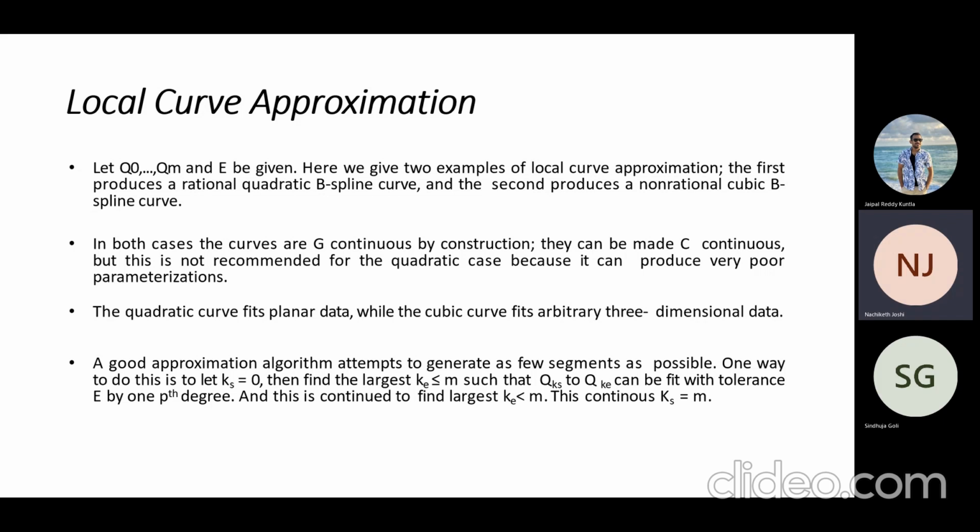A good approximation algorithm attempts to generate as few segments as possible. One way to do this is to let ks equal 0, then find the largest ke such that ke is less than m, and Q of ks to Q of ke can fit with tolerance e by a degree p curve. And this is continued to find the largest ke that is less than m, until ks is equal to m.